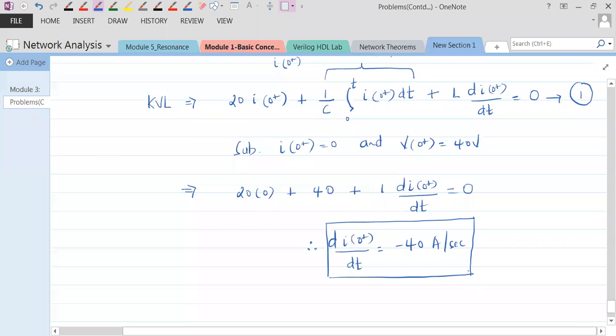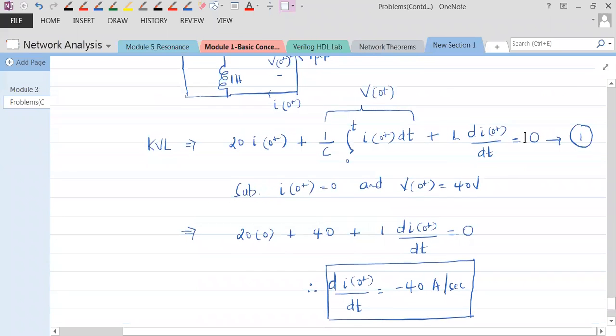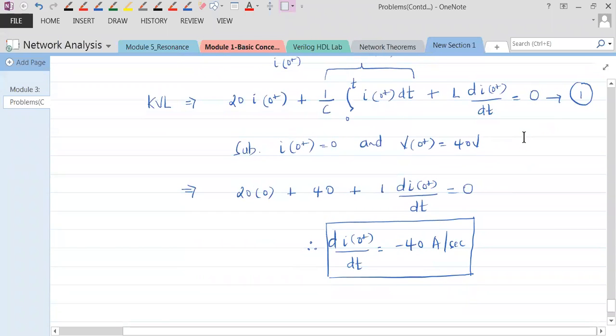So this is how it looks. Now to find out the second order differential, what do we do? We differentiate equation 1 with respect to t. Okay, so everybody differentiate equation 1 with respect to t. Differentiating equation 1 with respect to t implies what?